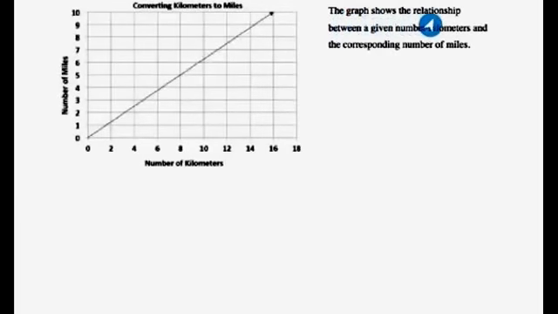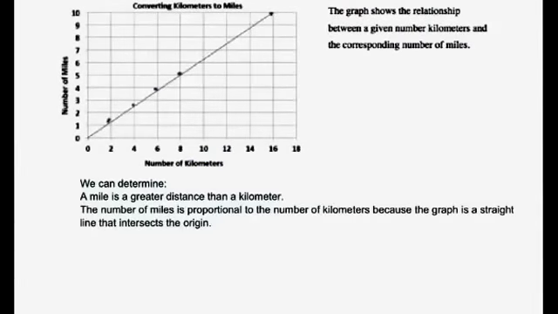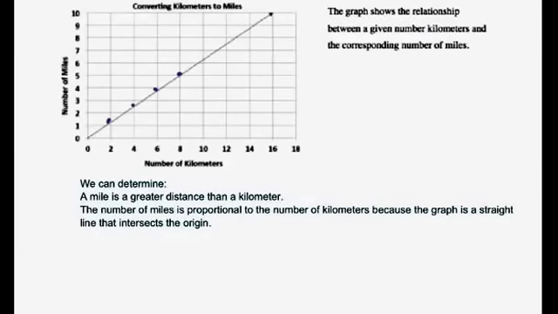The graph shows the relationship between a given number of kilometers and the corresponding number of miles. So, what can we determine just by looking at the graph? Using the graph converting kilometers to miles, we can determine, one, that a mile is a greater distance than a kilometer. For any point along the graph, it takes fewer miles to measure any given distance. So a mile is a bigger unit of measure than a kilometer.